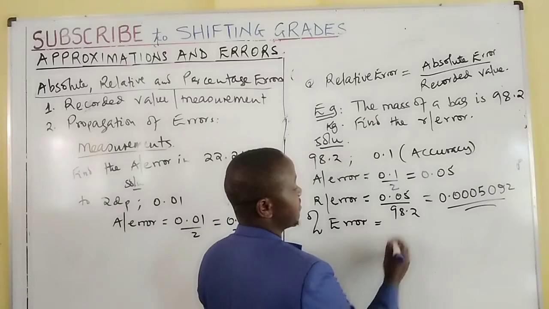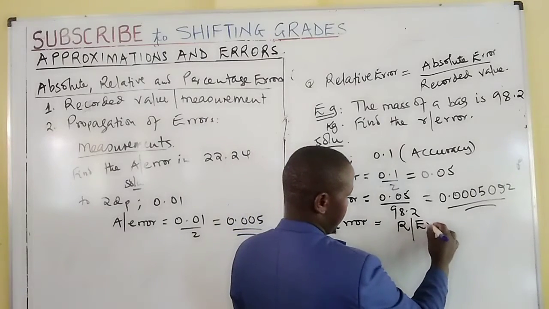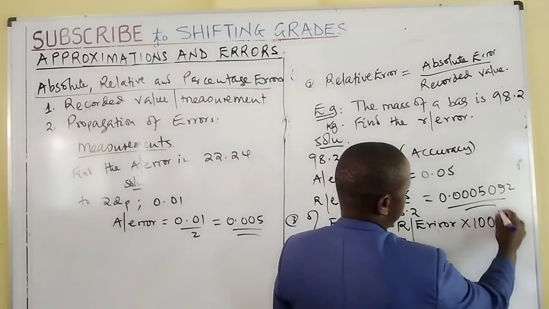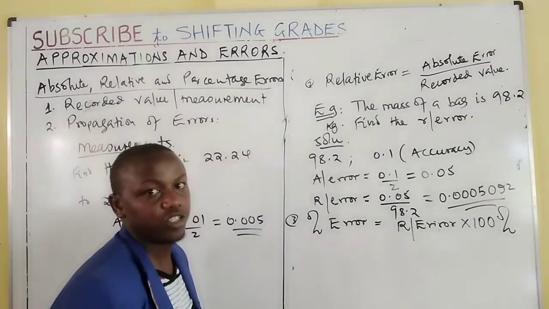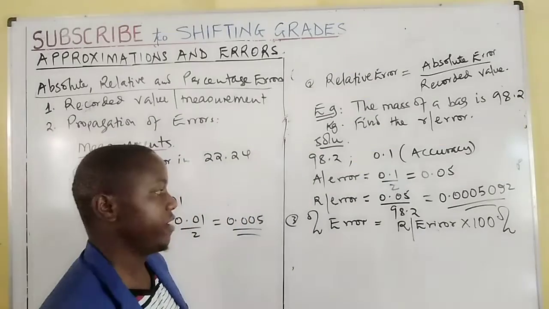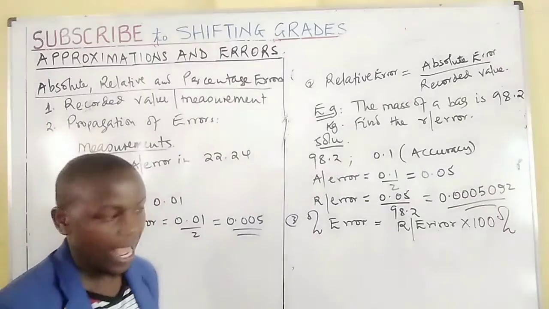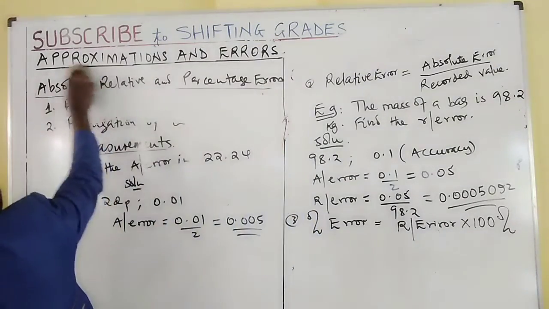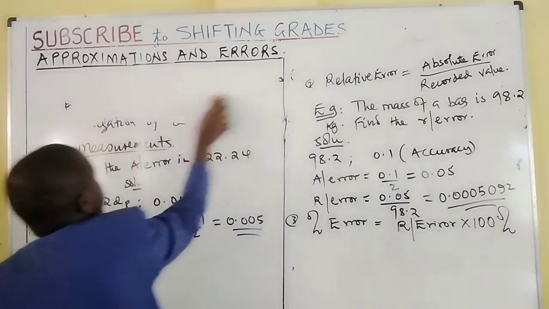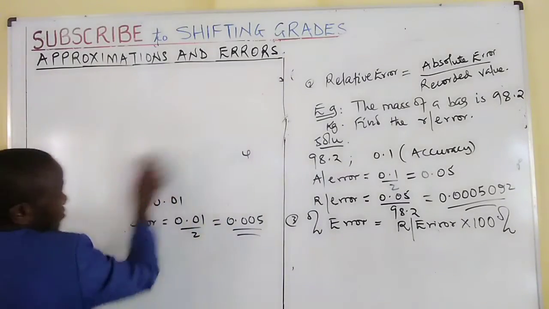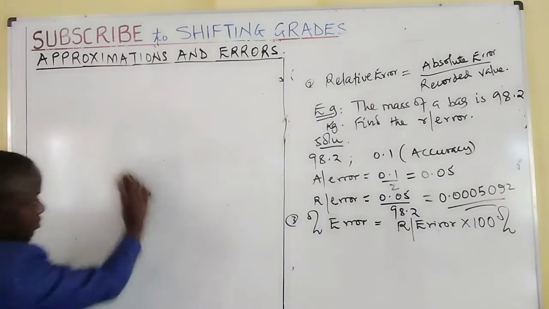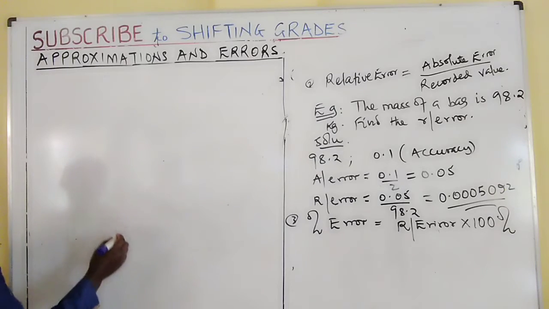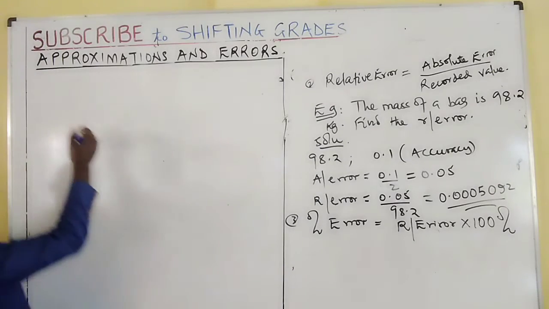In another case, now we may have what we're calling percentage error. And percentage error is given by relative error multiplied by 100%. So that's what you call the percentage error. Let me give an example asking on percentage errors.